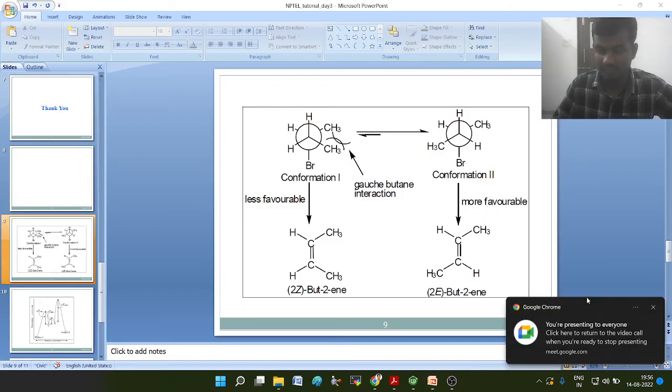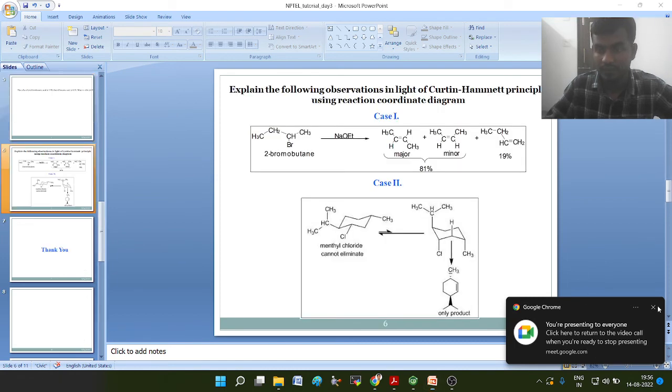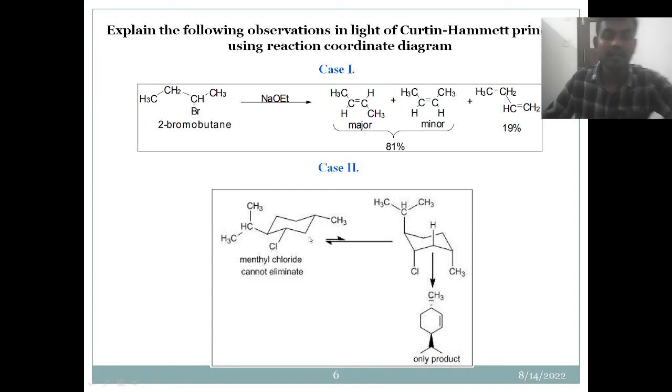Second question is a little bit different here. I will try to show it here. So we have little time. Here you see this case 2 where I have written "methyl chloride cannot eliminate". You see this conformation undergoes ring flipping and gives this less stable conformation, in which this CH-Me2 group is in axial position.